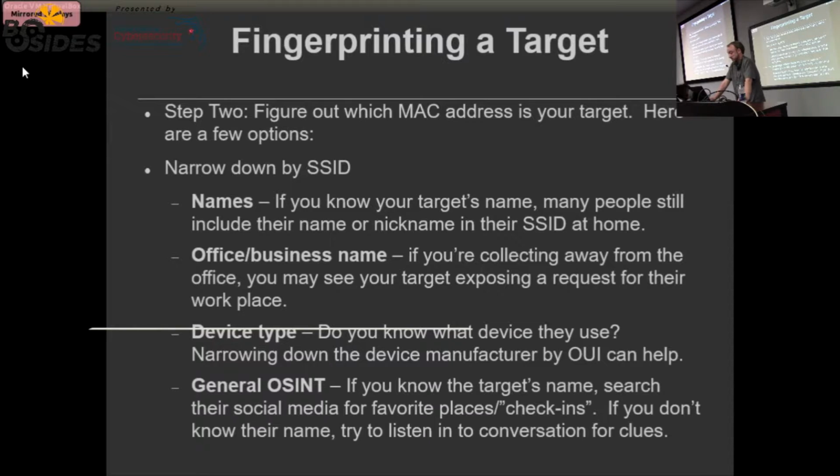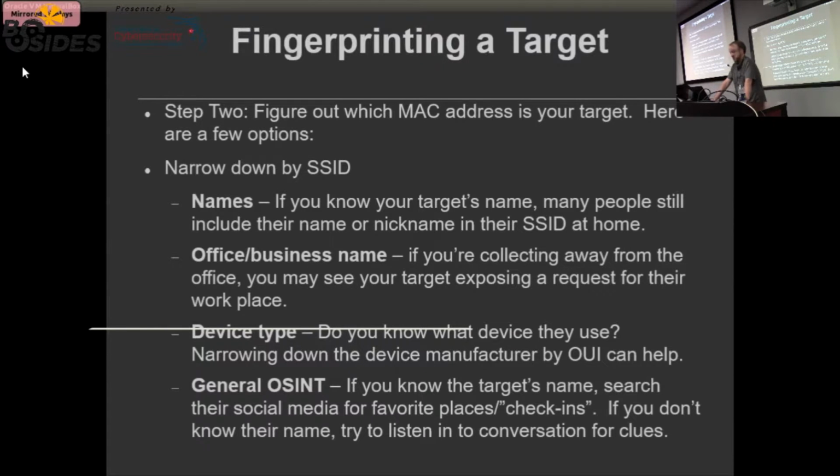It might be a really simple name, especially if it's a small business. They often do have their name in there. Device type: if you're in the same area as the person, you can check it out and see, oh, this guy's got a Samsung S5 or an Apple iPhone, and you can look up the OUI and get a vibe of, okay, this device is probably that, maybe not.